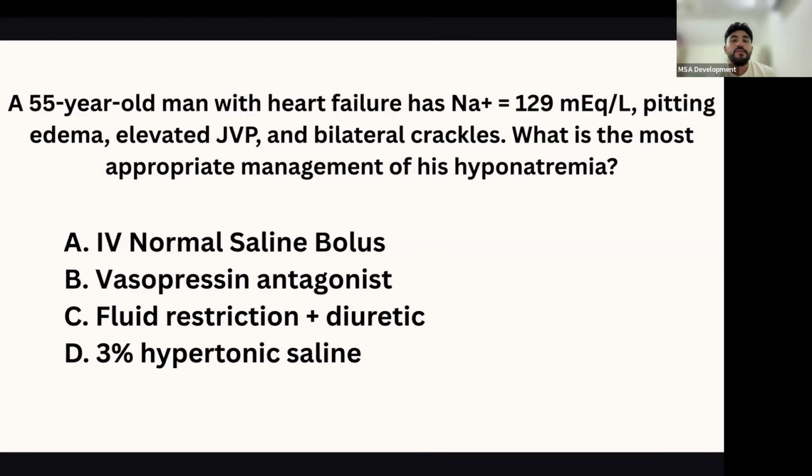Okay. So this is a patient with heart failure. Sodium is at 129. He has edema, elevated JVP, bilateral crackles. What is the most appropriate management for his hyponatremia? Would I give normal saline? Am I going to give a vasopressin antagonist, fluid restriction and diuretic, or 3% hypertonic saline?